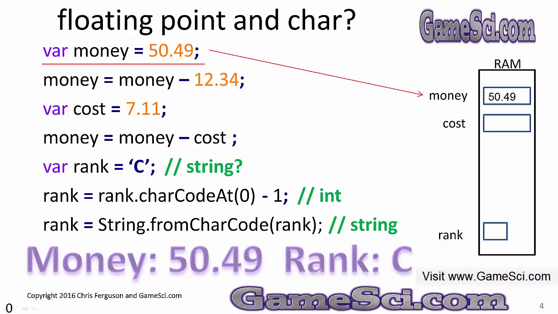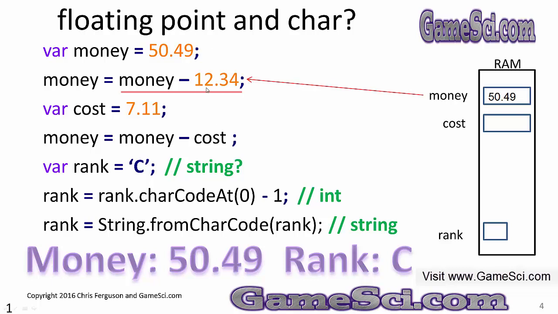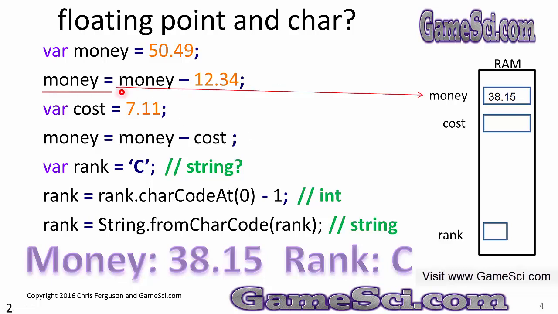Now let's say the player buys something. They're going to buy something for $12.34. So I'm going to pull the current value of money out of memory, subtract 1234 to get an answer. And what am I going to do with that answer? I'm going to assign it back into the variable money. The answer was 38.15. That is the current value in the player's purse. It gets reflected on the screen.